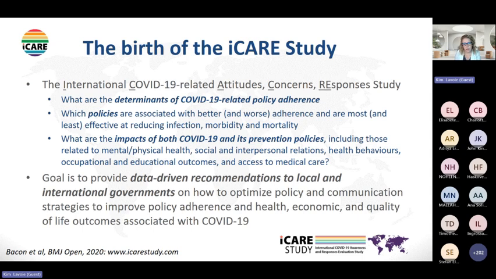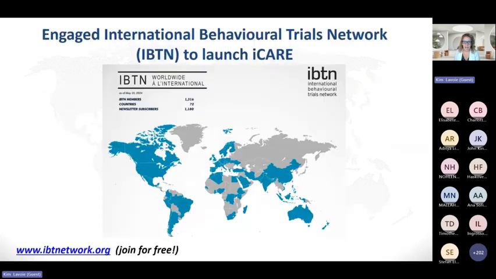Now, the goal of this study was to provide rapid data-driven recommendations to local and international governments. And the goal was obviously to optimize policy responses. And it really got off the ground in, not joking, 3 weeks. And what we did to get it off the ground, because we had no funding, I basically rolled over in bed with my husband and we worked together.